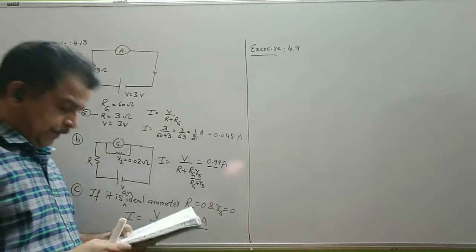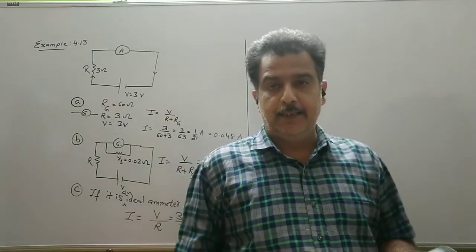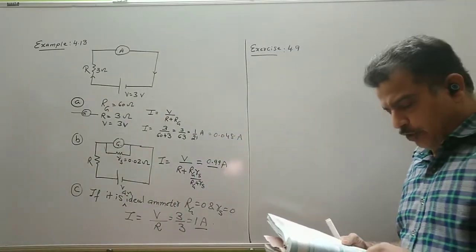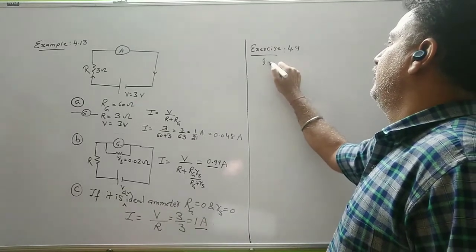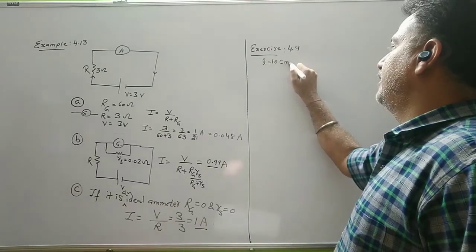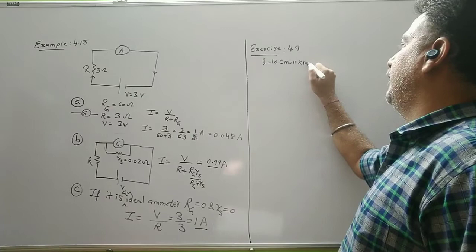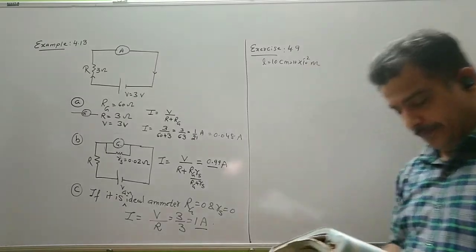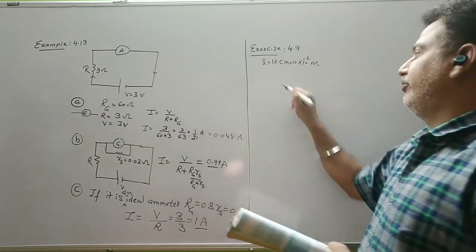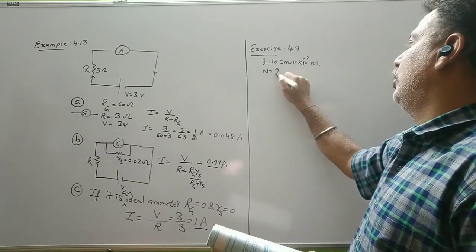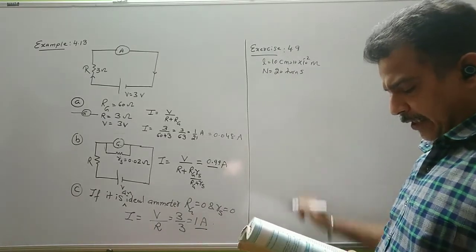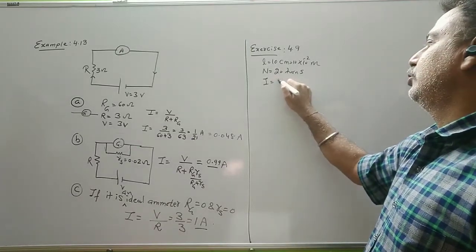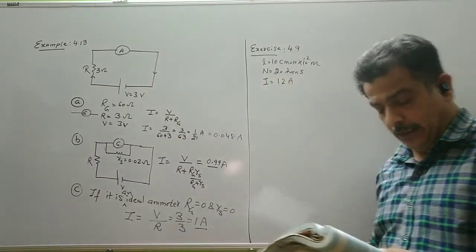Now come to exercise question number 9. We have a square coil of side 10 centimeter. So the length of the square is 10 centimeter, that is 10 into 10 raised to minus 2 meter. It consists of 20 turns. So N is equal to 20 turns and carries a current of 12 ampere. So I is equal to 12 ampere.